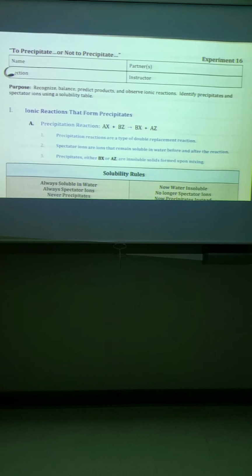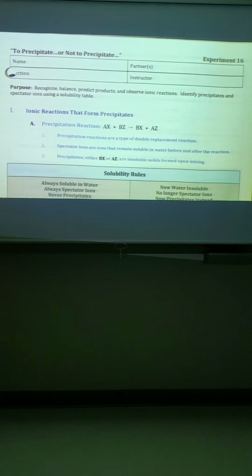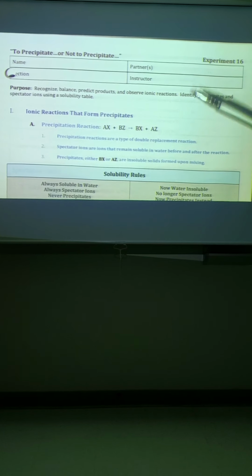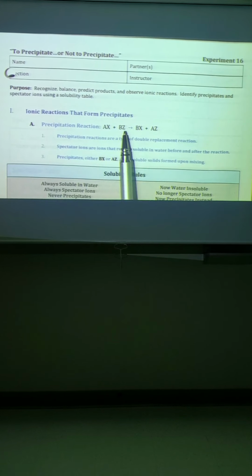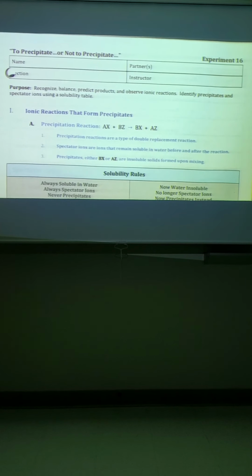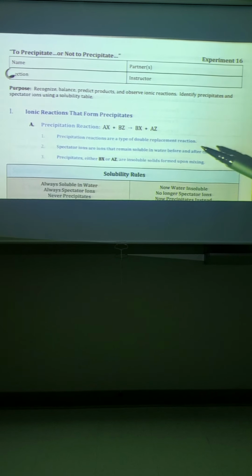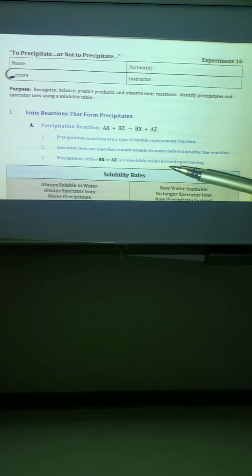So today we're going to do experiment 16, to precipitate or not to precipitate. Double replacement reactions. Again, two partners, and they switch. Positive doesn't like positive, negative doesn't like negative, like we saw in the other videos and we see in the lecture.